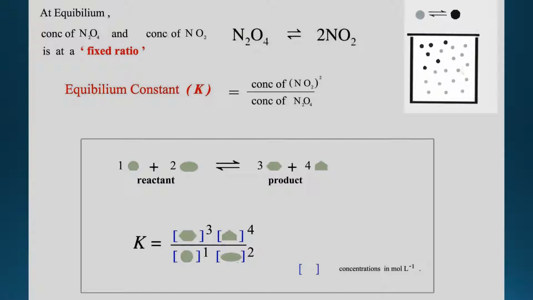And you realize the product is on the top. Reactant is at the bottom. Please remember this rule. And this rule is a hidden rule. And I'm going to show a further example to demonstrate how important this K constant rule is.